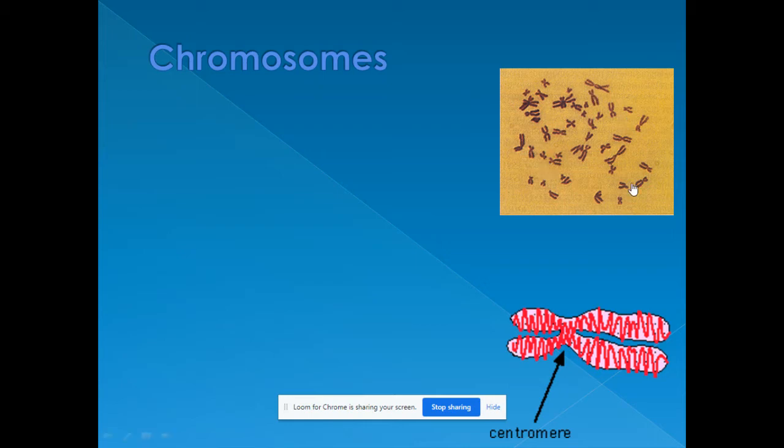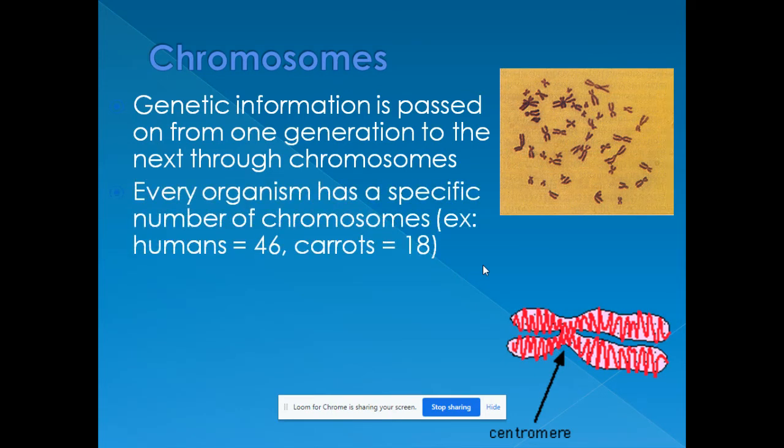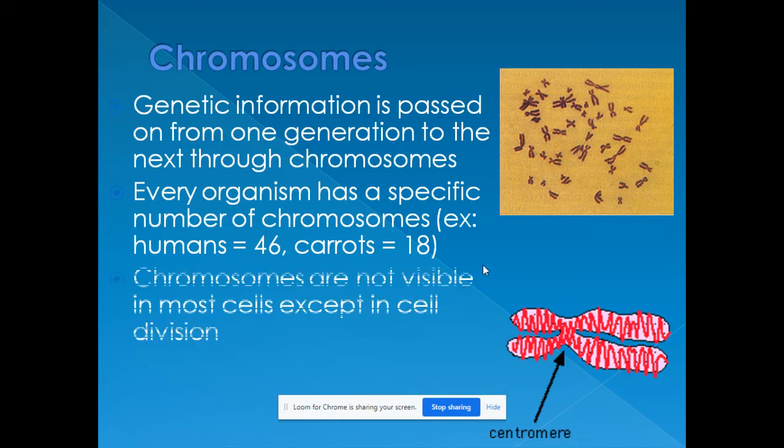So these are the chromosomes in humans. We have 46 chromosomes, and a chromosome is made of one chromatid and another chromatid. So there are two chromatids linked by this point we call the centromere. The centromere right here. Okay. So chromosomes are defined as the genetic information that's passed on from one generation to the next. Every organism has a specific number of chromosomes. So humans have 46, carrots have 18, elephants have more than 300. So different organisms have different numbers of chromosomes. That's why it actually identifies different species.